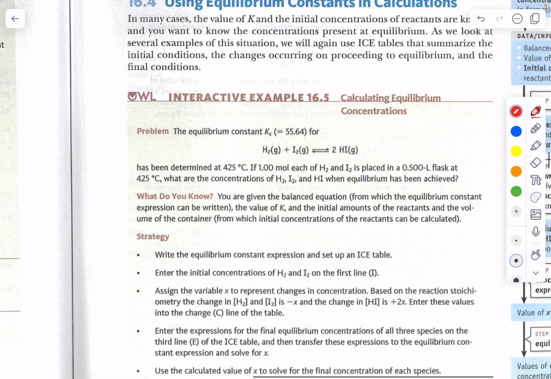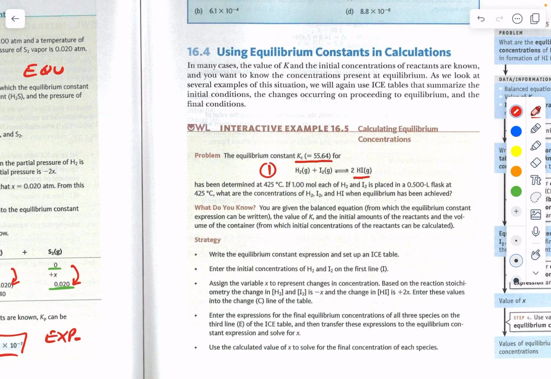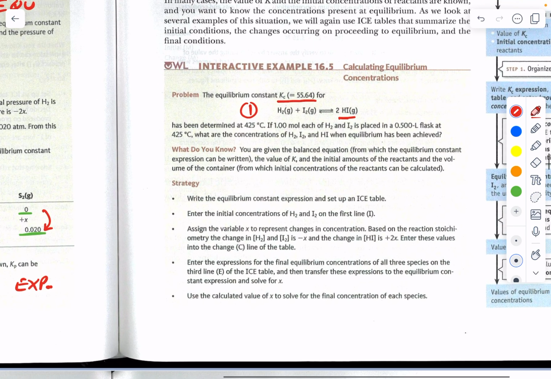All right, let's look at another problem real quickly. And this time we are going to be given the value of K right there. First thing we do, if we're not given it, is write the equation. For example, on an AP test, they might not tell you the products. They might assume that you know how to write this balanced equation. It's a 1:1:2 ratio.